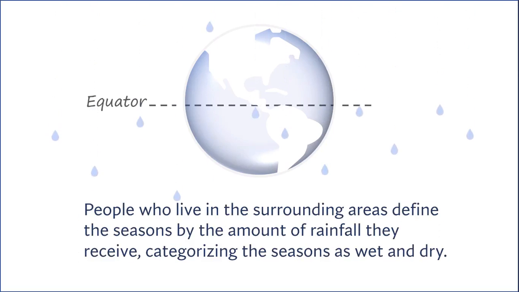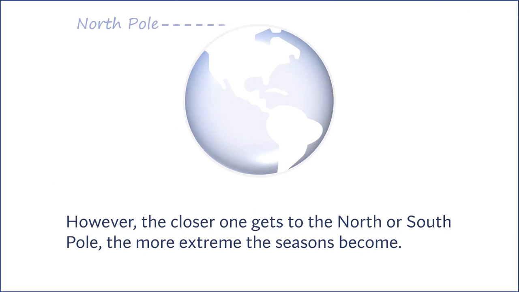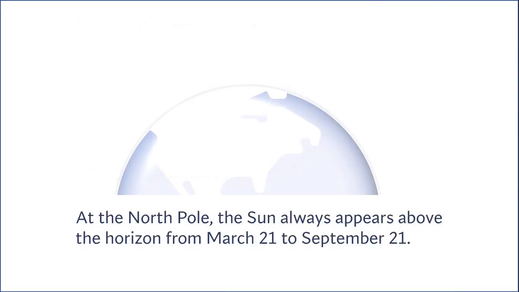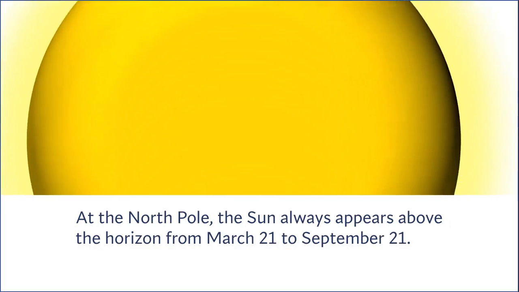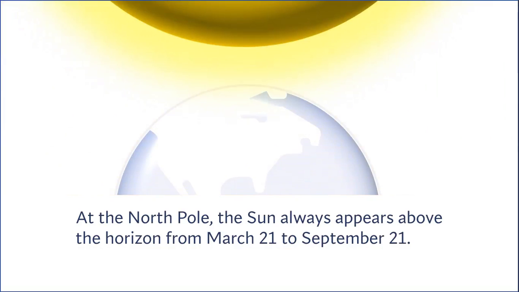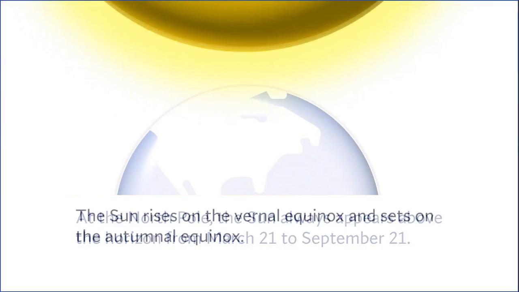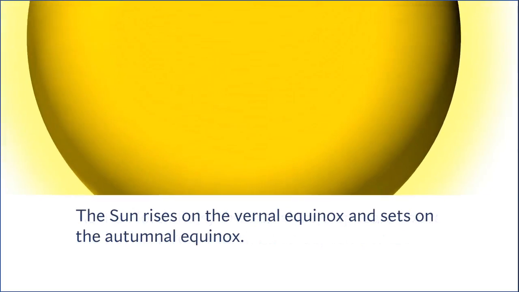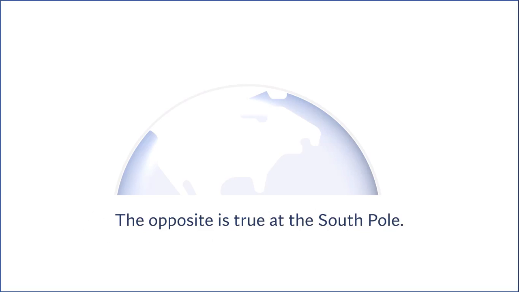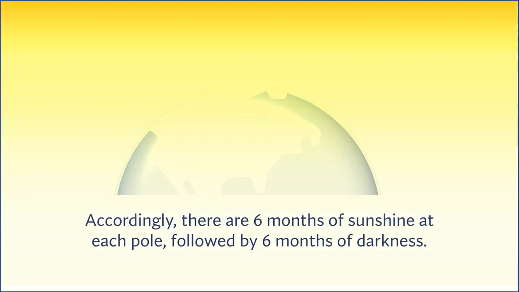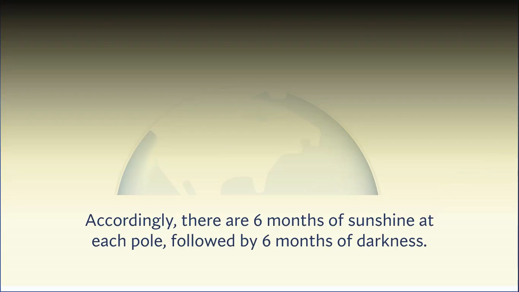People who live in the surrounding areas define the seasons by the amount of rainfall they receive, categorizing the seasons as wet and dry. However, the closer one gets to the North or South Pole, the more extreme the seasons become. At the North Pole, the sun always appears above the horizon from March 21st to September 21st. The sun rises on the vernal equinox and sets on the autumnal equinox. The opposite is true at the South Pole. Accordingly, there are 6 months of sunshine at each pole, followed by 6 months of darkness.